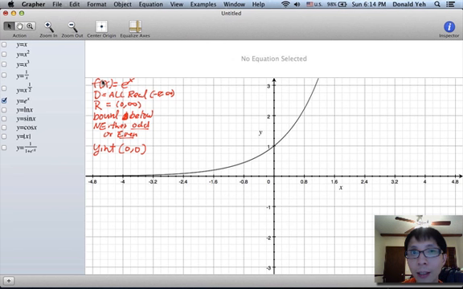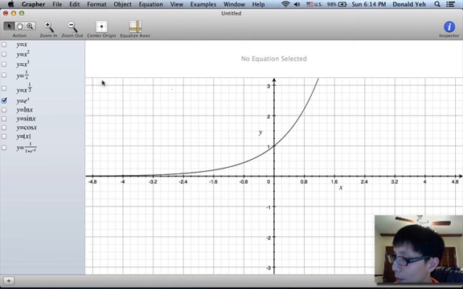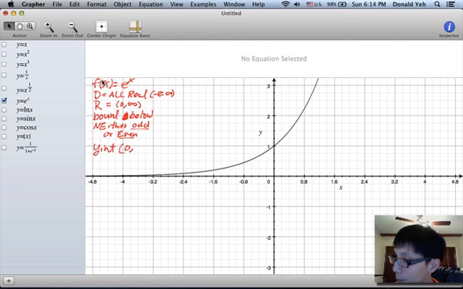This is one thing that you have to probably memorize. And if you memorize e to the x, it's best to remember natural log of x, because the y-intercept is not 0, 0. It's 0, 1. Okay.